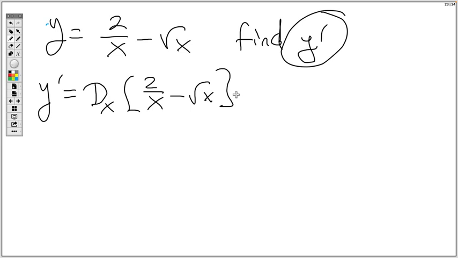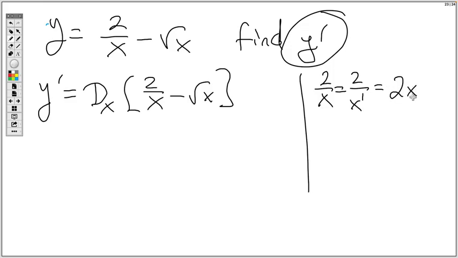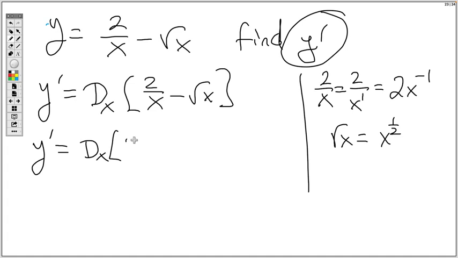Because you can rewrite 2 over x as a power, can't you? Because what's the power on x down there in that denominator? It's really 2 over x to the what? First, which means I can bring that up to the numerator as 2x to the what? Negative 1. You follow? So I can rewrite this as a power. And likewise, the square root of x, as we mentioned a little bit ago, I can rewrite that as a power. That's x to the what? 1/2. So before I do any calculus, I'm going to do some algebra. There it is.